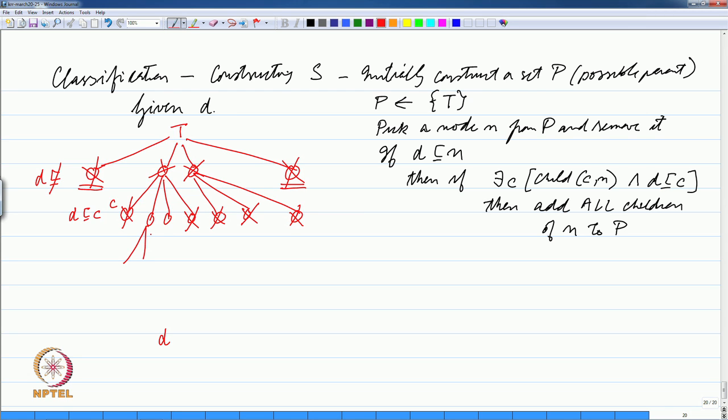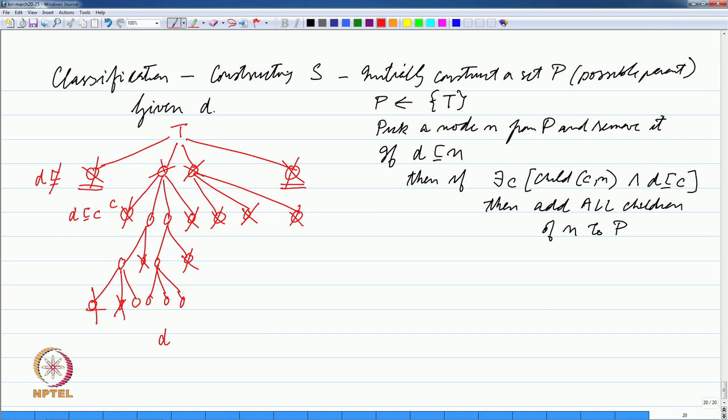So, let us say we continue this process, and then let us say this gets thrown away for some reason, and this gets thrown away. So, we are left with these 6. Let us say this also does not, just to make our life simple. So, we now have nodes which subsume D.